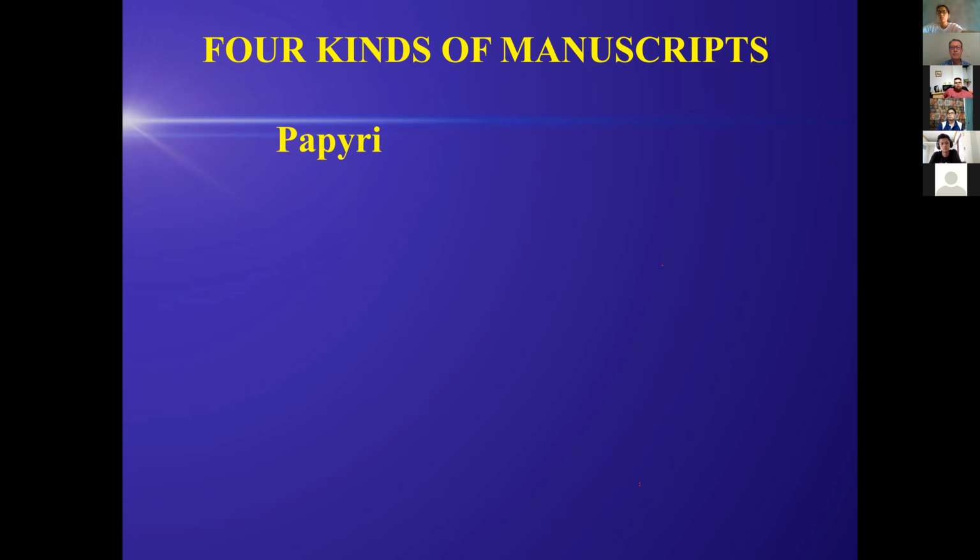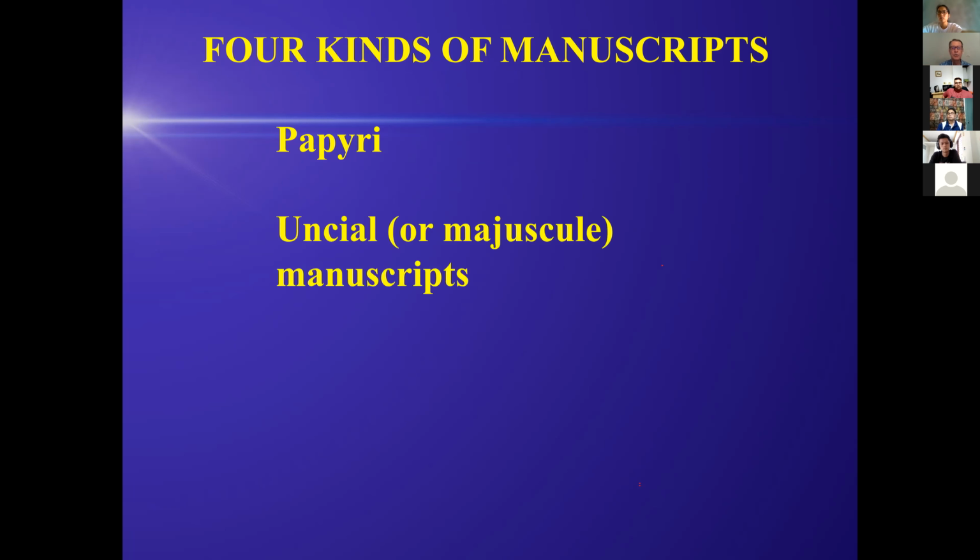So the first kind of manuscript is papyrus. The second is what we call uncial or majuscule manuscripts. Only one uncial manuscript preserves the entire New Testament, and that is Codex Sinaiticus. And we'll talk about some of the individual manuscripts in a little bit.